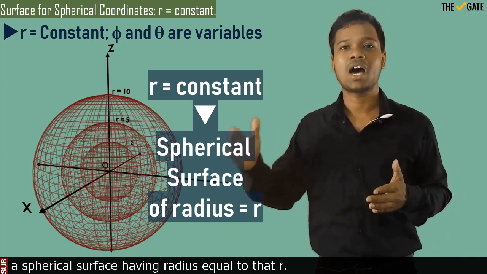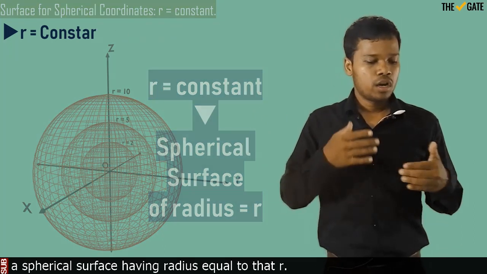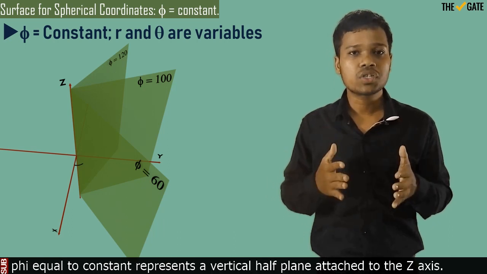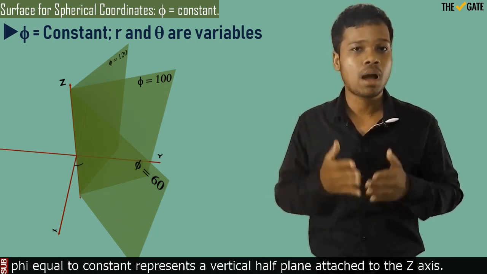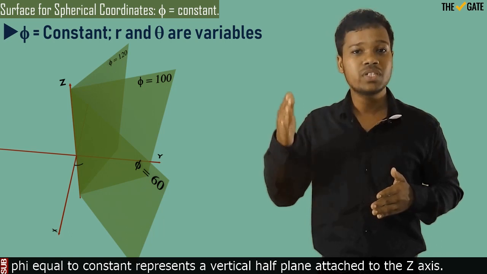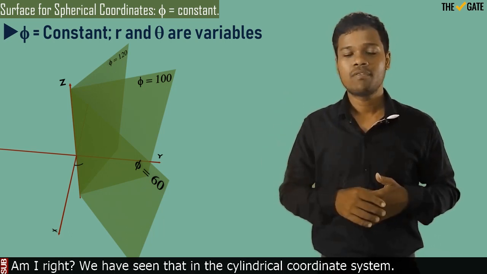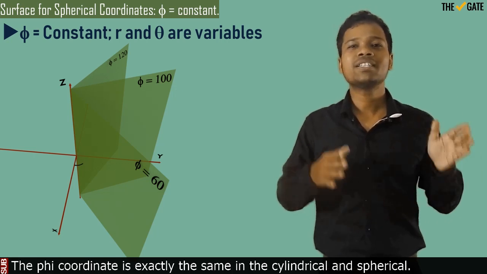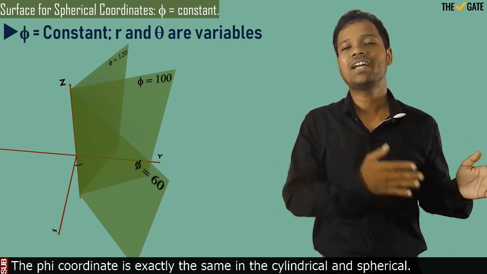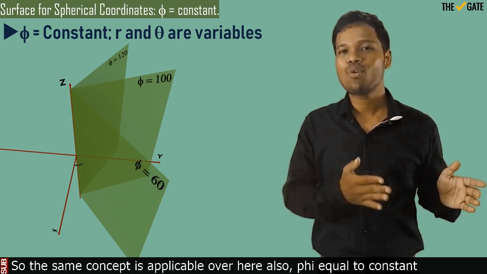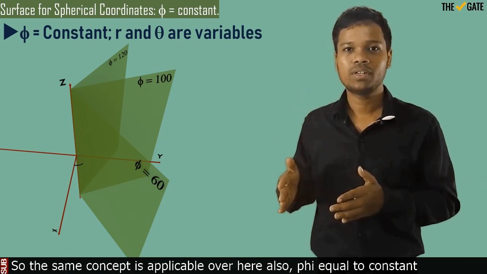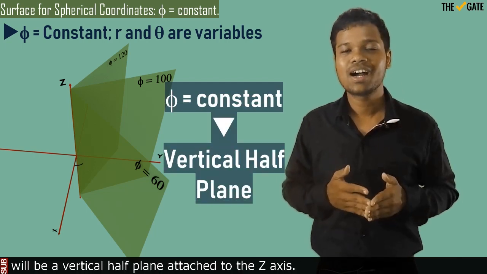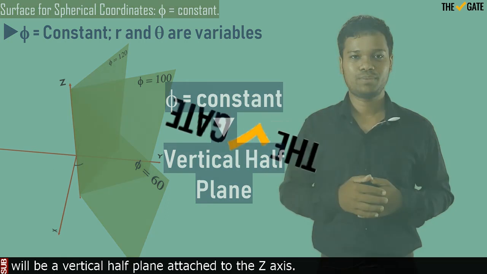equal to that r. Now phi equal to constant, we have already seen that phi equal to constant represents a vertical half plane attached to the z-axis. Am I right? We have seen that in the cylindrical coordinate system lecture. The phi coordinate is exactly the same in cylindrical and spherical. So the same concept is applicable over here also. Phi equal to constant will be a vertical half plane attached to the z-axis.